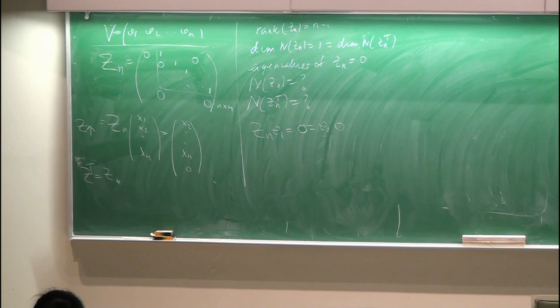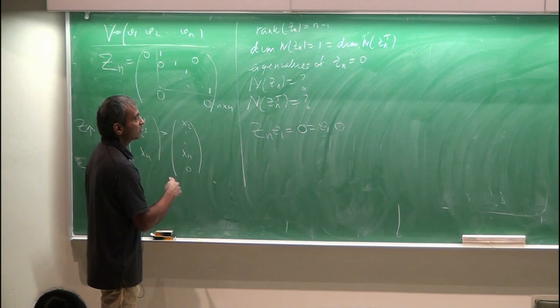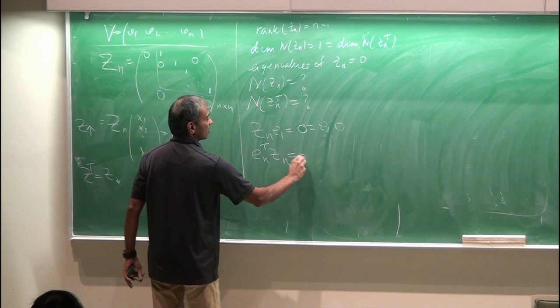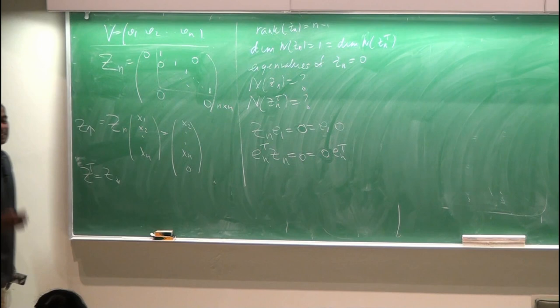Then we can find one eigenvector. Okay? So this is the root cause of the problem of the rest of the calculations too. What about the left null space? You see that the last row is 0. So we see that En transpose Zn is actually equal to 0. You can write it as 0 times En transpose. So En transpose is the left eigenvector. So En is the left eigenvector of this matrix.